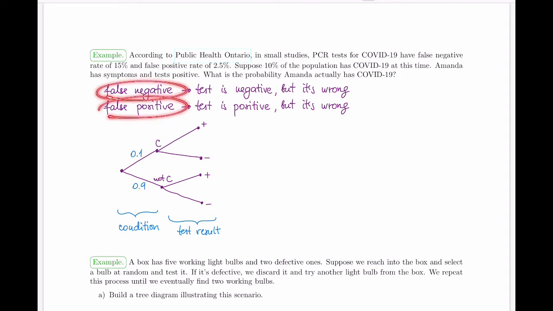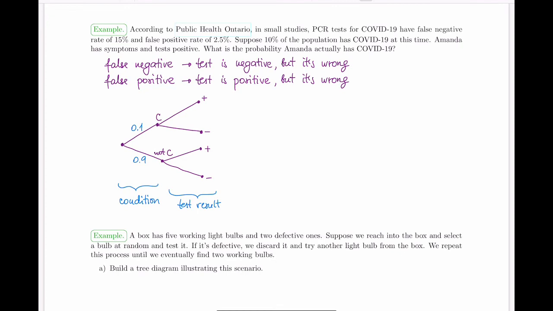So where do false negative and false positive belong? Again, false negative means that you have tested negative, but the test is wrong, which means you actually have COVID. You've tested negative having COVID. So you have COVID, but you've tested negative. This right here is the branch that corresponds to false negative. Let's label that false negative right here. What about false positive? That means that the test is positive, but the test is wrong, which means you don't actually have COVID. So not having COVID, but testing positive is right here. This is the branch that corresponds to false positive.